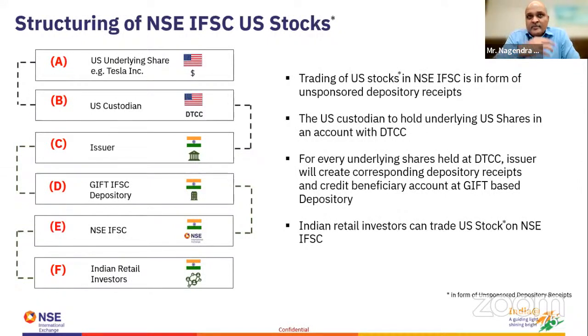So which means, for argument's sake, if I'm appointing Citibank as a market maker, Citibank will buy 10 shares of Tesla. They will deposit into my account. Then the issuer, depending on the ratio, if Tesla's ratio is 1:50, so 10 into 50 depository receipts will be created and credited to Citibank's account here in Gift City Depository. And Citibank can start selling those units.